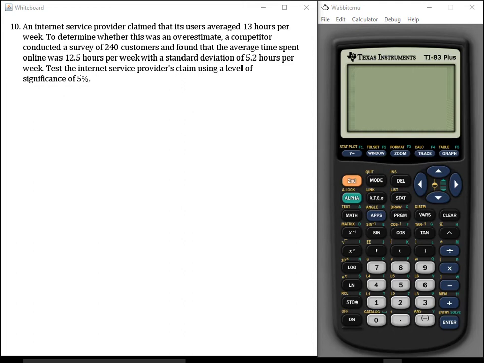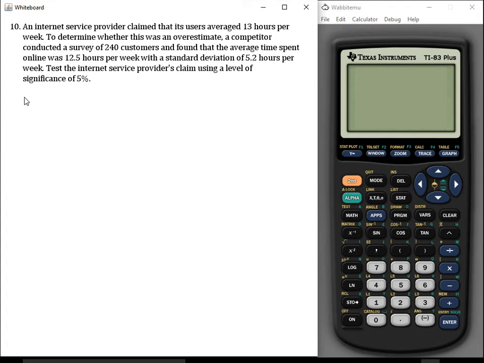An internet service provider claimed that its users averaged 13 hours per week online. To test this claim, a competitor conducted a survey of 240 customers and found that the average time spent online was 12.5 hours per week, with a standard deviation of 5.2 hours per week. Test the claim using a level of significance of 5%.